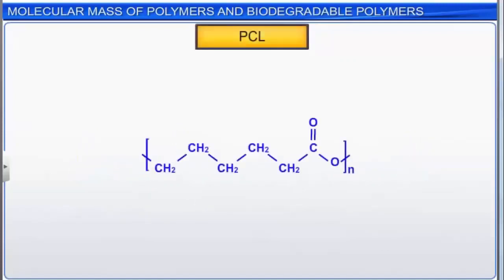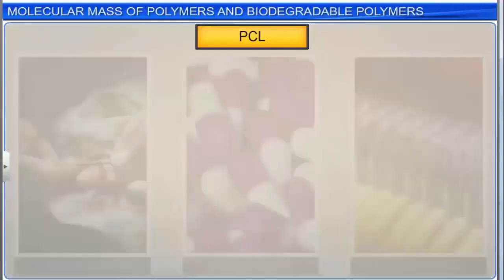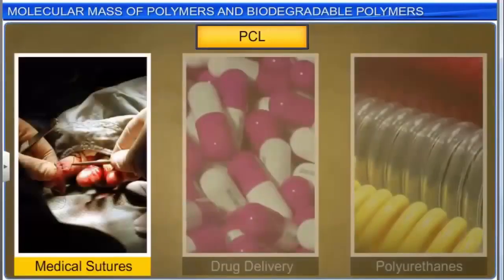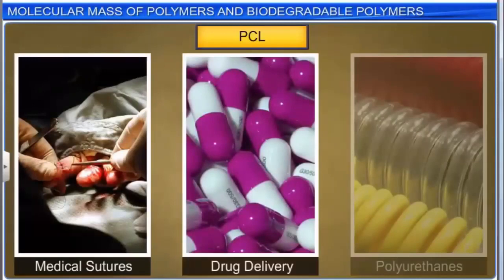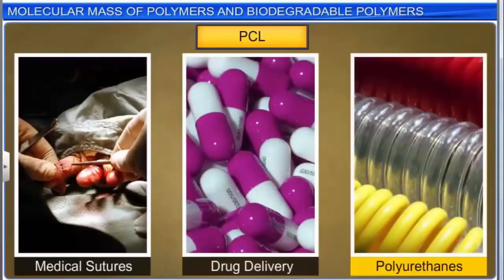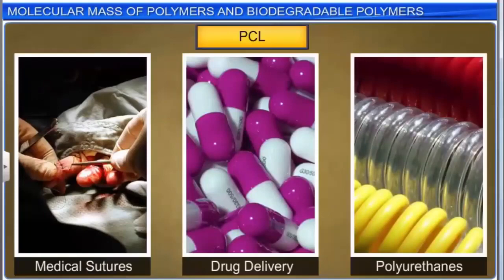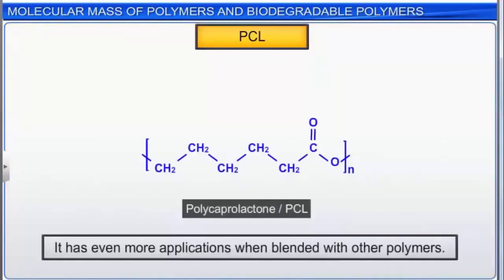Another biodegradable polymer is polycaprolactone or PCL. PCL is used for medical sutures, drug delivery, and the manufacture of specialty polyurethanes. It has even more applications when blended with other polymers.